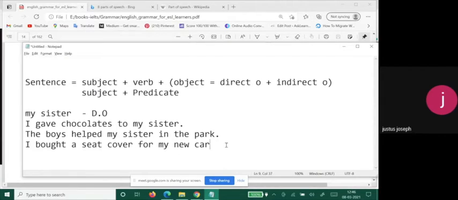Now, what did my new car become? What did you buy? Seat cover. For whom? New car. Okay. What did we buy? Seat cover. So that is a direct object. Okay.